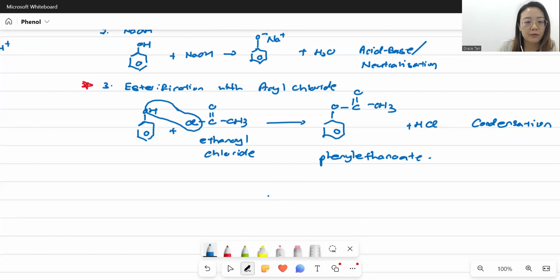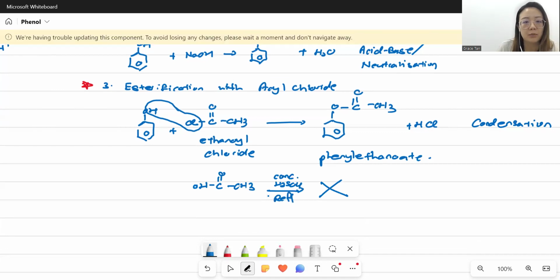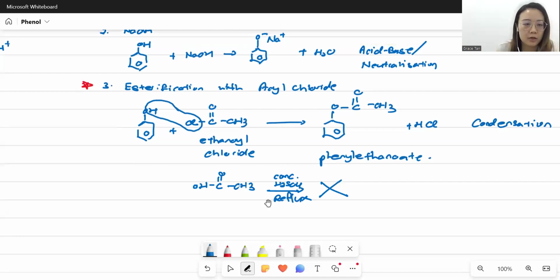Now if you think about carboxylic acid like this, this is no reaction. Phenol and carboxylic acid, and if you try to use concentrated sulfuric acid, heat under reflux, this is a no process. Please take note of that. So there are three reactions that will react with the OH part on the phenol.